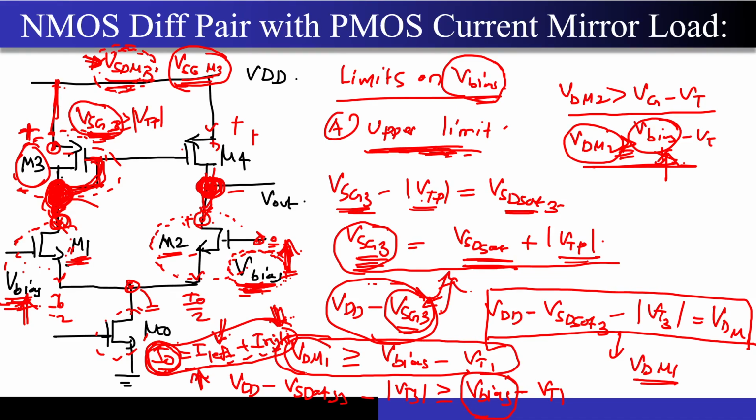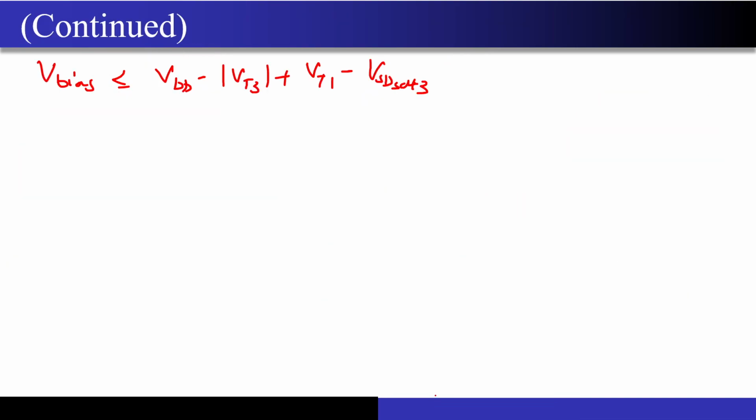Now VDM1 that I have written over here, you will substitute with this particular condition. We have already found out what the VD of M1 is. This is the VDM1. Correct? When you put this expression, VDD minus VD sat minus mod VT3, in over here, this is what I have represented in the last line of this page. Correct? Now you can see that the V bias is present on the right side, and this V bias is facing some upper bound. Correct? And this upper bound I have written like this over here.